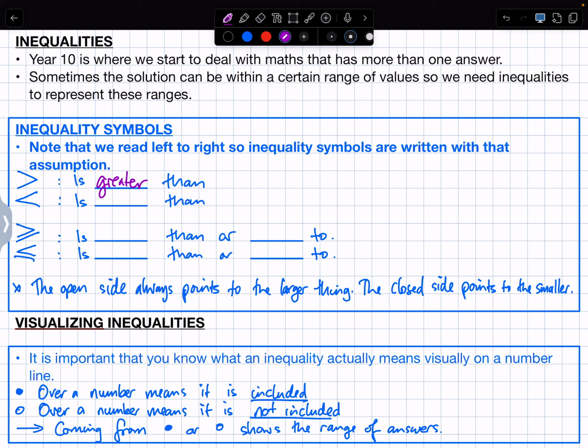So if it's pointing the other way, what would we say? Less than. What does it mean when there's the extra line? What does it mean when I've added the extra line underneath? Greater than or equal. Good. So that one is greater than or equal to. And so the bottom one would be less than or equal to. So please note the open side is always pointing to the larger thing.